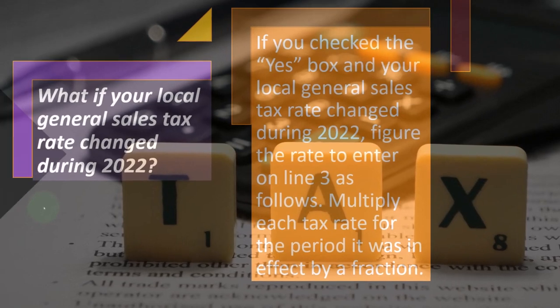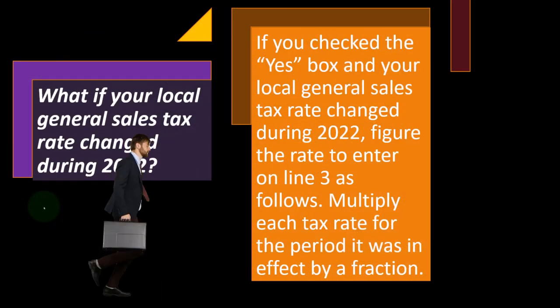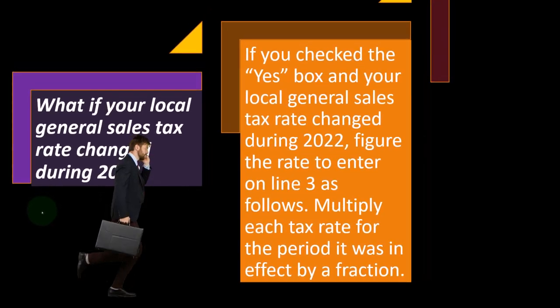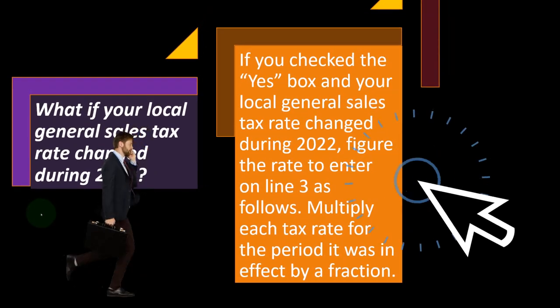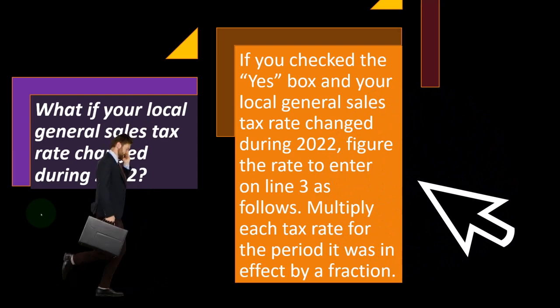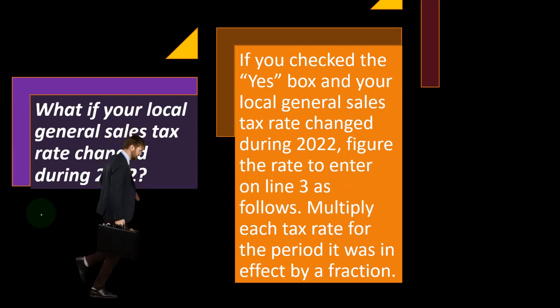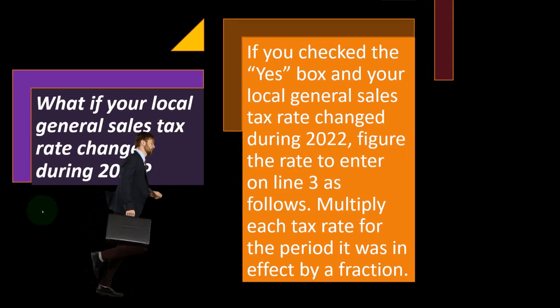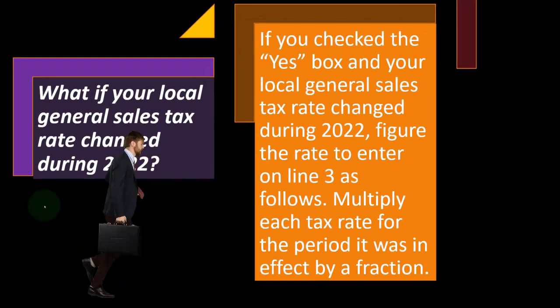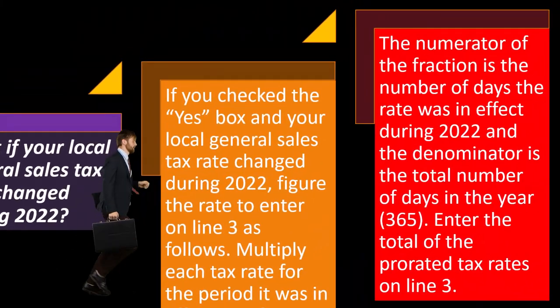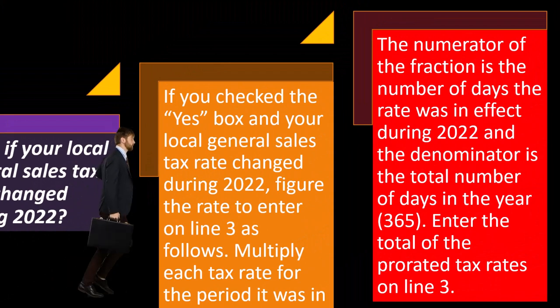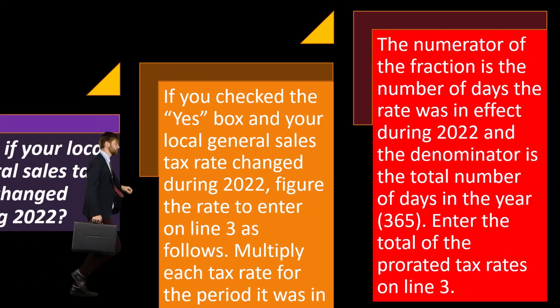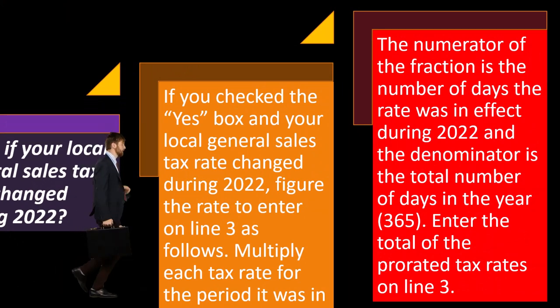You have two localities, two states, and now of course they changed the sales tax rate and the state you're in. So if you check the yes box and your local general sales tax rate changed during 2022, figure the rate to enter on line 3 as follows. Multiply each tax rate for the period it was in effect by a fraction. So you have a similar kind of thing you'd have to do, right? Because now you've got a fraction of the year that it was at one rate versus another rate.